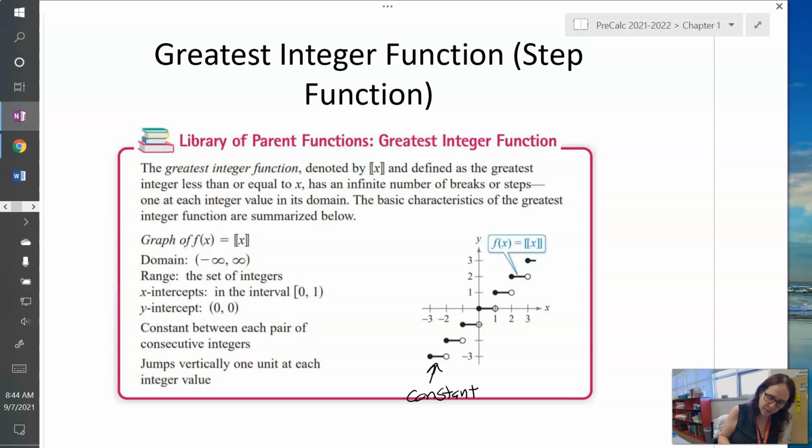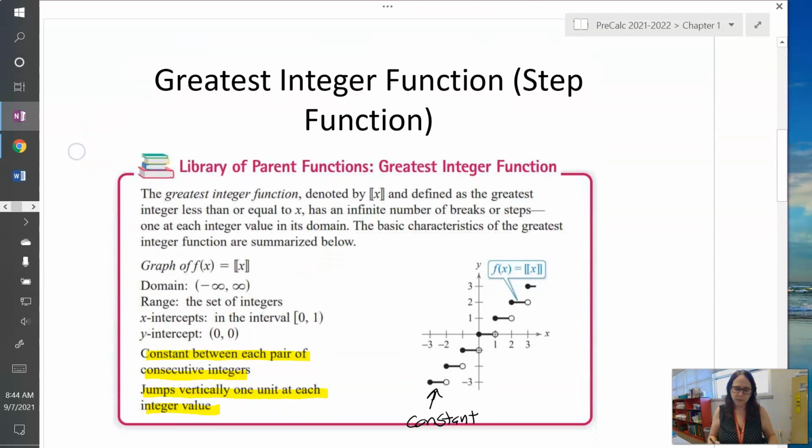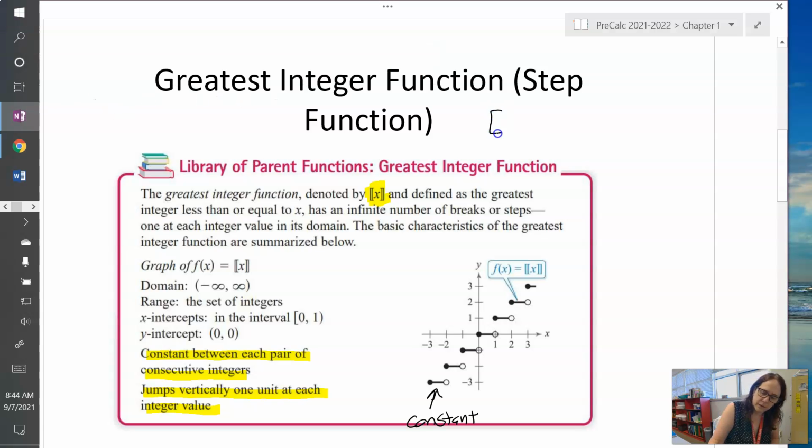I really like the way it describes it here: constant between each pair of consecutive integers. I'm just going to remind you of that. And it jumps vertically one unit at a time. So it's not all connected together. Each one is a piece. That's why it's called piecewise. I also want to point out that the symbol used for the greatest integer function is the x with those two brackets next to it. Like this.